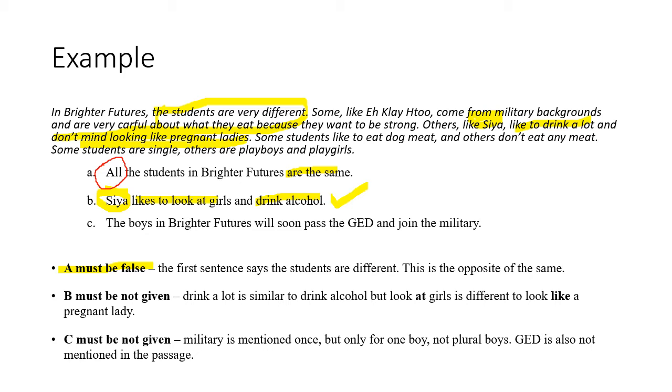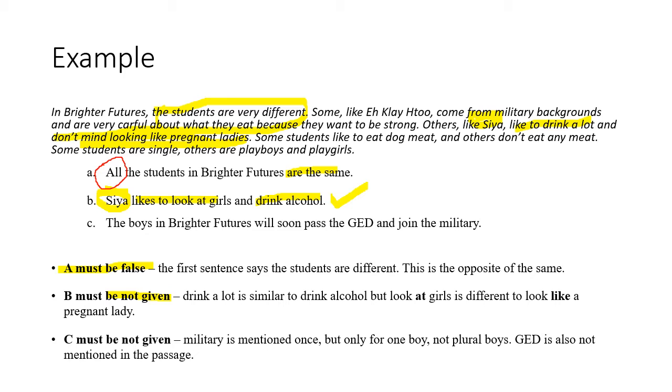So B is not given. Why is it not given instead of false? Well, we do not know if he likes to look at girls or not. We don't know if he looks at boys. We don't know if he looks at girls. We don't know if he is faithful to one girlfriend or if he is pukwatha'a. We do not know. So because we do not know, we have to say it is not given. Even if only one part of the sentence we do not know, then the whole answer becomes not given.